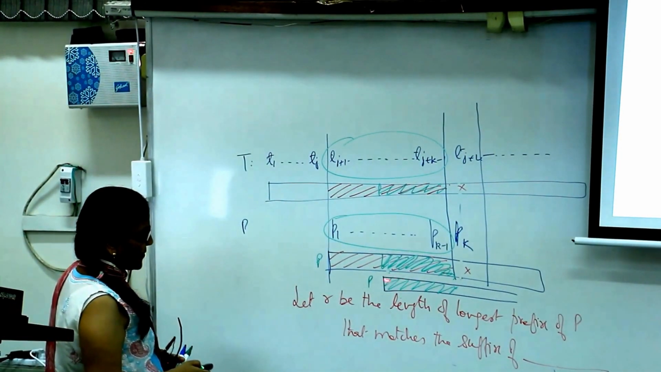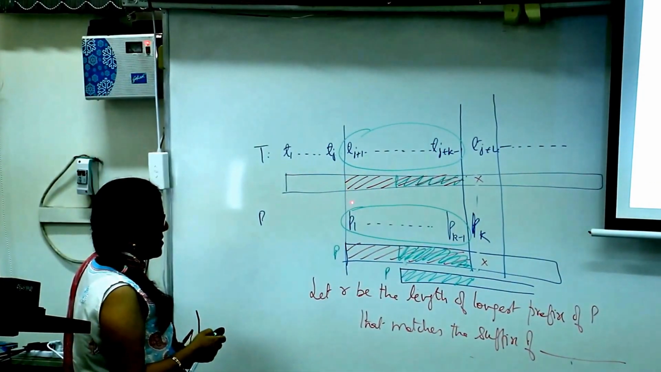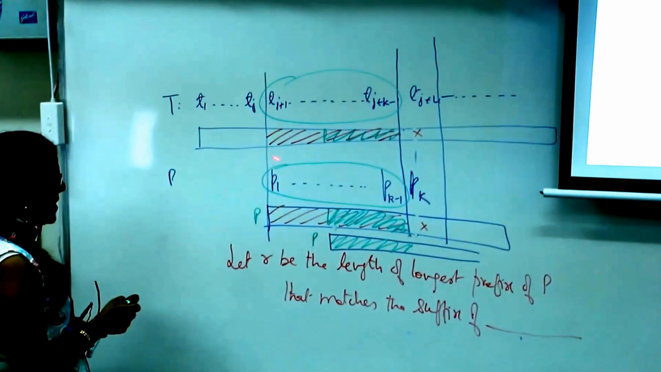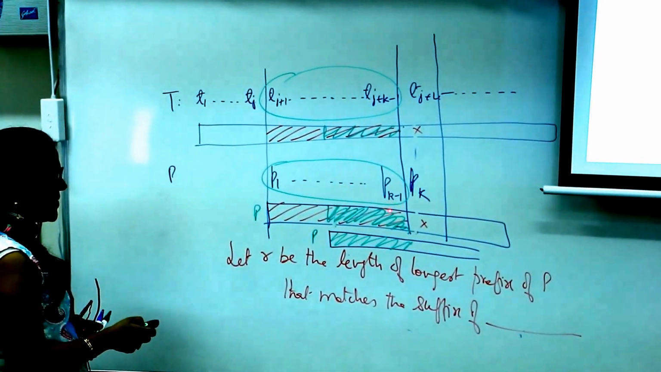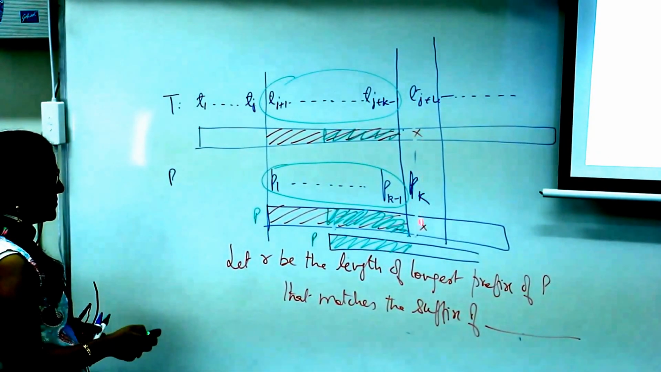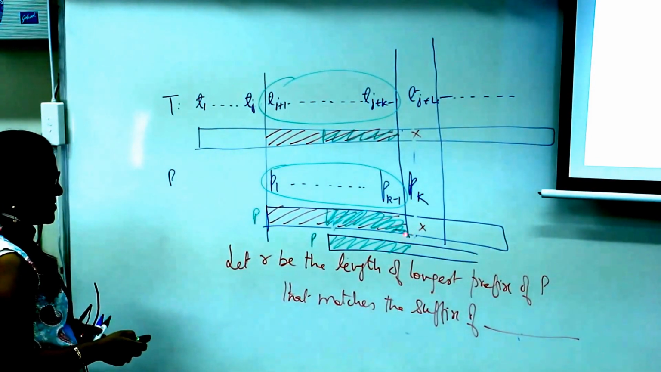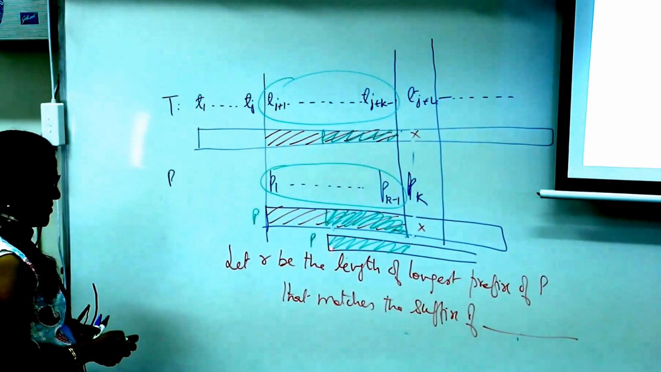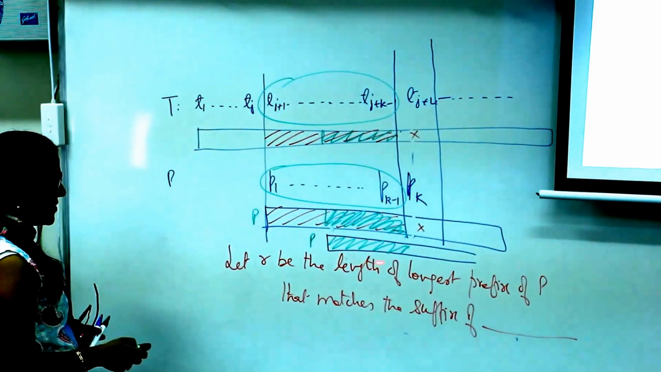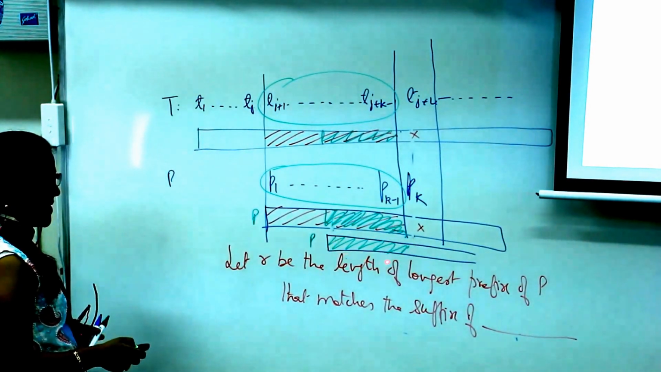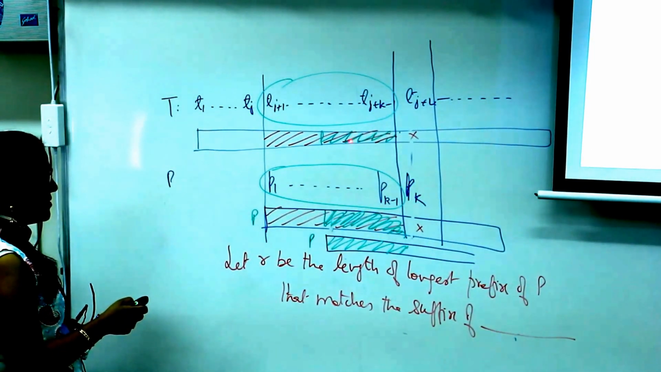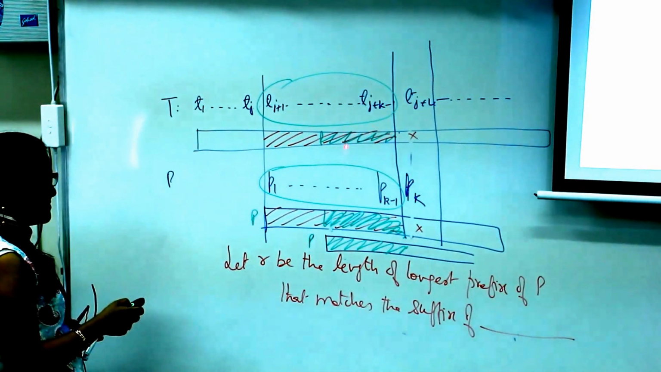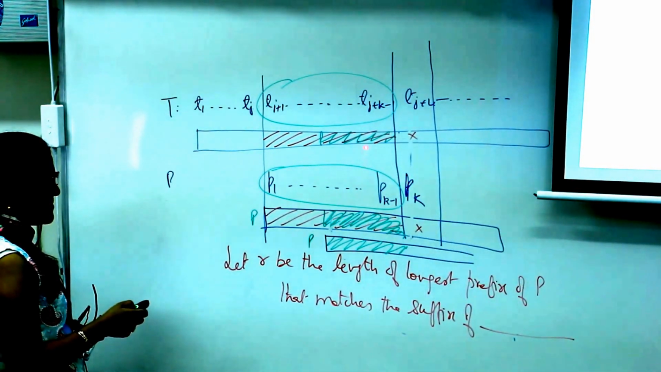See, okay, I place the pattern somewhere on the text. I have matched this part of the text with this part of the pattern, and a failure occurs here. Now I want to slide the pattern. I want to decide how much, so that this part of the pattern, if I put it on the text here, should match with this part of the text, right? That is what we were talking about.